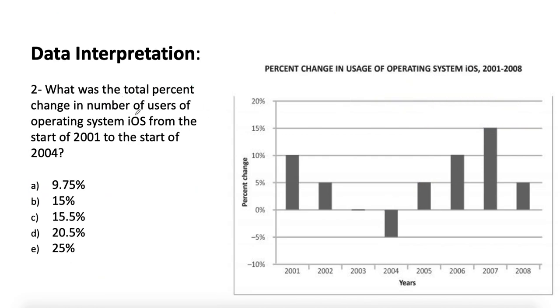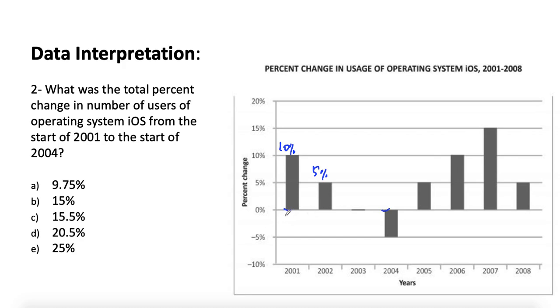Okay, what was the total percent change in the number of users of operating system iOS from the start of 2001 to the start of 2004? From the start of 2001 to the start of 2004. Okay, so 10% increase, 5% increase, 0% change, and because we are asked to find it at the start of 2004, we will not consider the 5% decrease.